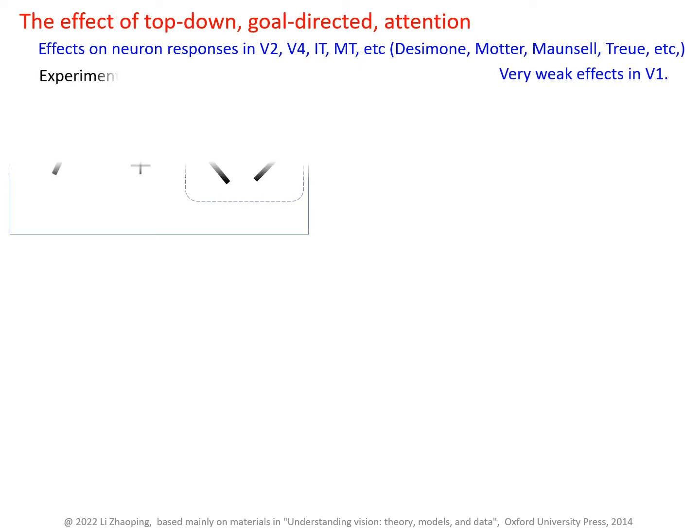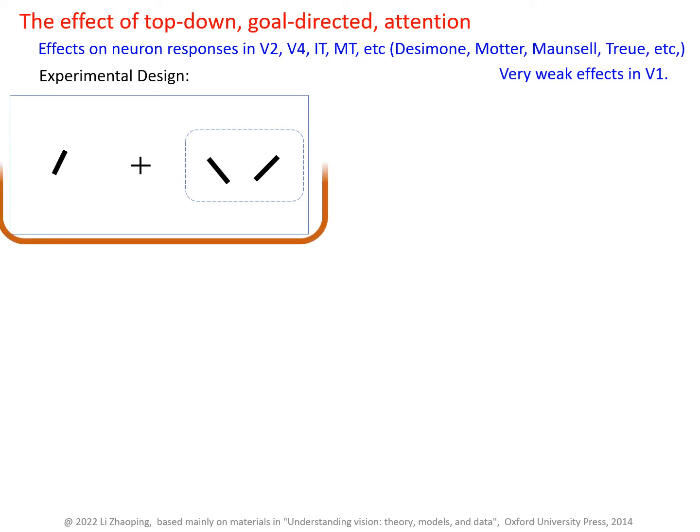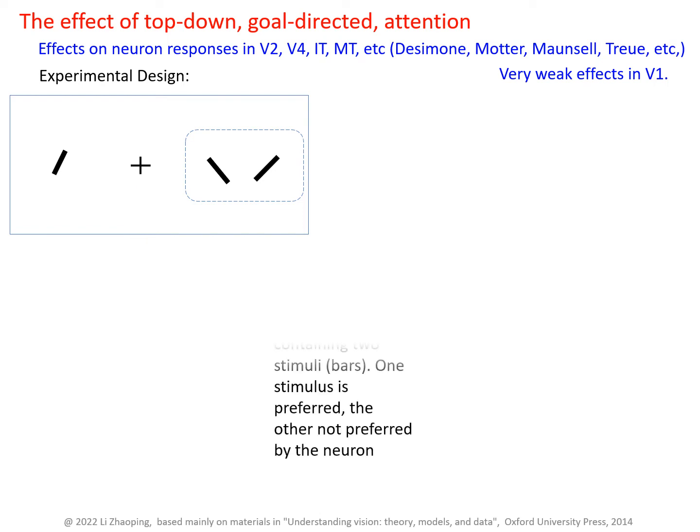The experimental design is often like this. Here is the display screen. The monkey fixates on the central cross. This dashed box marks the receptive field of a neuron being recorded. But of course, this dashed box is only for illustration here, and it's not shown to the monkeys in the visual display. And in this receptive field, it contains two visual items, in this example, two bars.